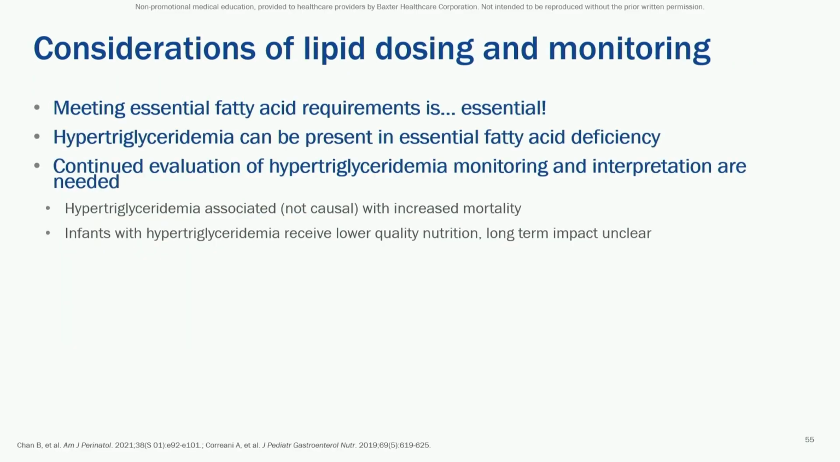So my considerations of lipid dosing and monitoring is that meeting essential fatty acid requirements is truly essential. And noting that hypertriglyceridemia can be present in essential fatty acid deficiency, so don't let that be your marker for waiting to start lipids in a 22-weeker. There's a continued need for evaluation of hypertriglyceridemia monitoring and interpretation.